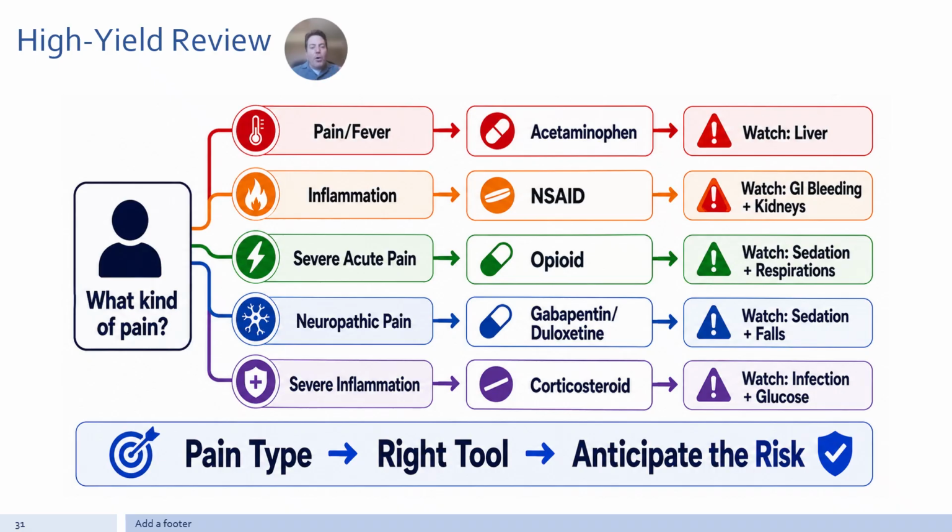If they're having neuropathic pain, you're probably going to be reaching for something like gabapentin or duloxetine, and you want to watch for sedation and falls. If they're having severe inflammation, you probably want to reach for corticosteroids and watch for infection and monitor glucose levels, especially if they're diabetic. So you want to find that right pain type, match it to the right tool, and then anticipate the risks.